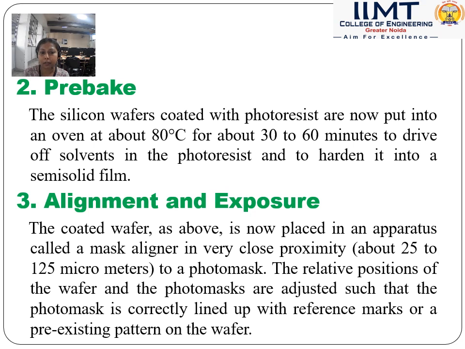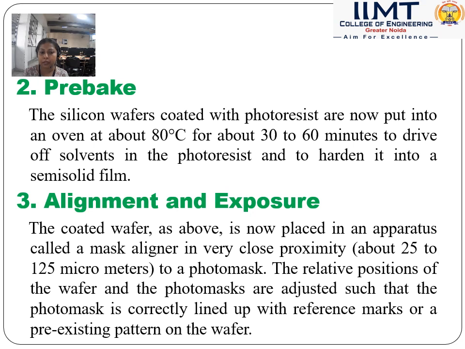Then the second part is pre-bake. The silicon wafers coated with a photoresist are now put into an oven at 80 degrees centigrade for about 30 to 60 minutes to drive off solvent in the photoresist, and it hardens into a semi-solid film.